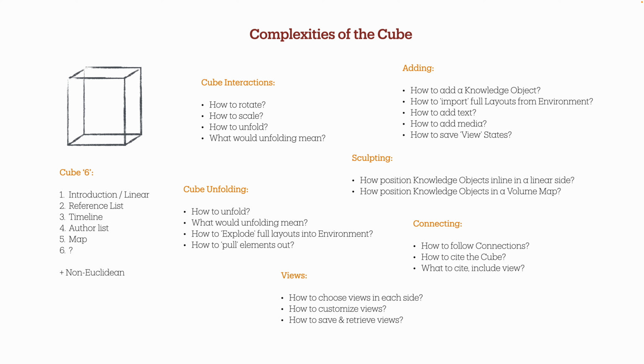And then we move over to the cube. The cube has 6 sides plus as many non-Euclidean sides as we want. So we could do something like having a linear view, that once this cube is published from manuscript to being someone else's source, there's this linear introduction maybe. One side could be a list of references. You could have a timeline and so on.